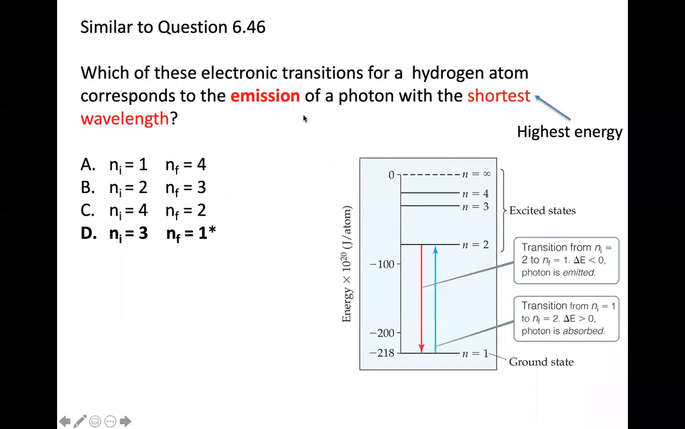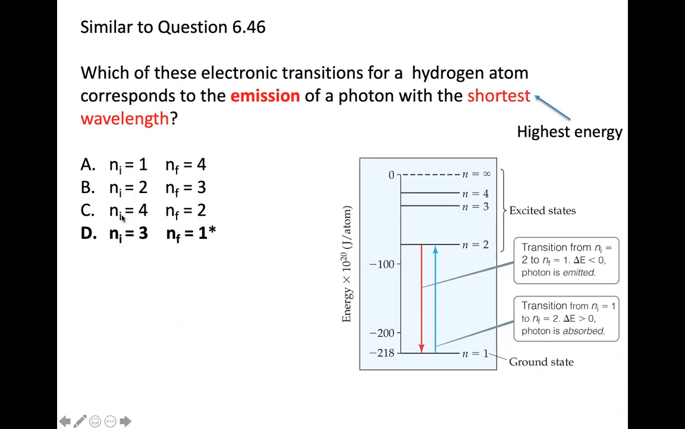photon. Sometimes these questions are set up where it talks about absorbing it. Sometimes it talks about emitting it. In order to emit it, I know that I need to be going from a higher energy level to a lower one. So if I look at my choices of going from higher energy to lower, I see two different choices. C and D are both examples.